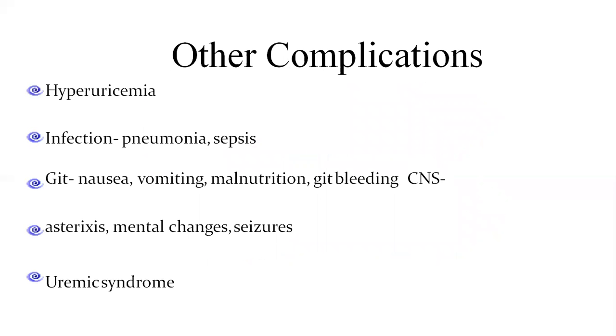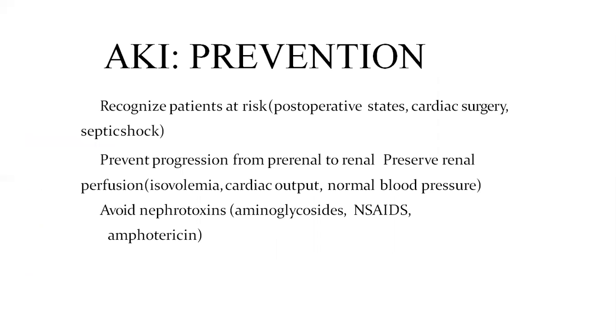Other complications might be hyperuricemia, infections like pneumonia and sepsis, GIT symptoms of nausea, vomiting, malnutrition, GI bleeding, that is gastrointestinal bleeding, and mental changes, seizures, and asterixis are associated with the mental symptoms. Also, uremic syndrome might be seen.